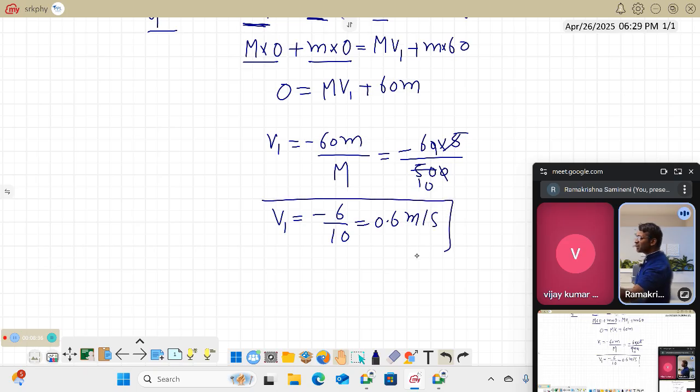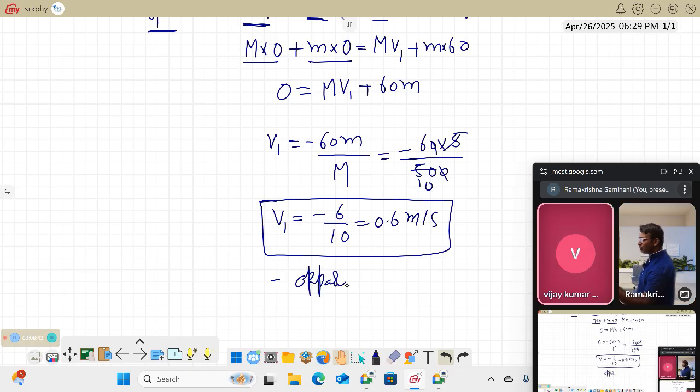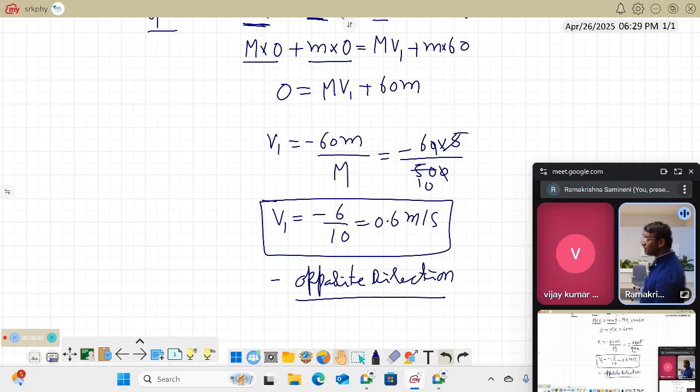What does that minus indicate? The minus indicates the opposite direction, recoil. Recoil velocity, opposite direction. You should not take the answer as negative, because they have already given recoil velocity, the negative velocity, only they are asking. So the answer is plus 0.6. If they had not given the word recoil, then you would have to take the answer as minus 0.6.